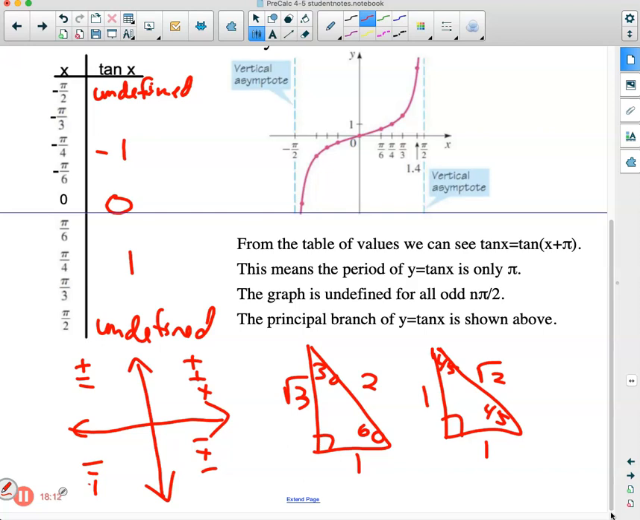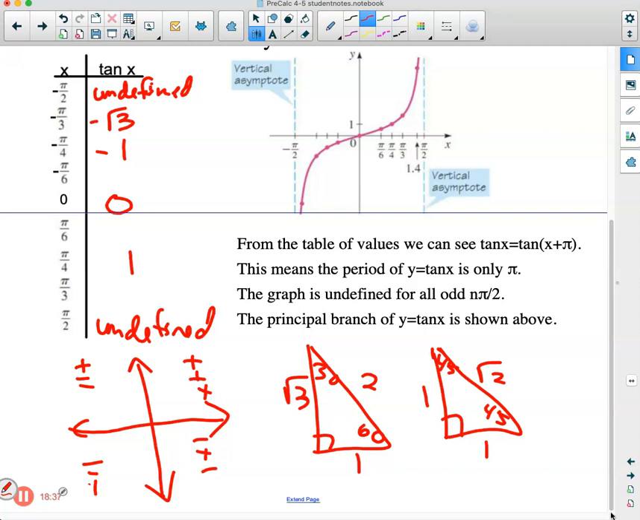Negative pi over 3. I just want to think pi over 3 for a second. 180 divided by 3 is 60. So I need the tangent of 60 degrees. Opposite over adjacent. But what quadrant was it in? Negative pi over 3, that's down here. Tangent is negative in the fourth quadrant.